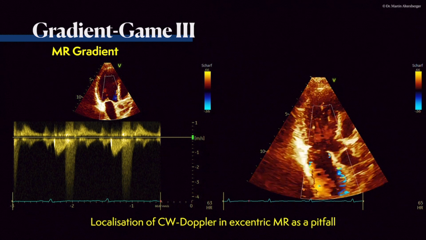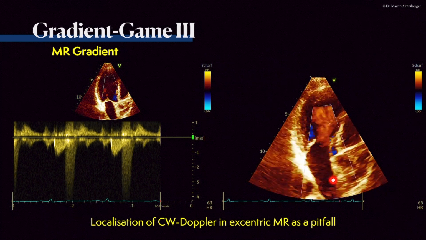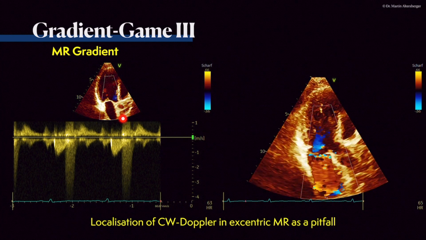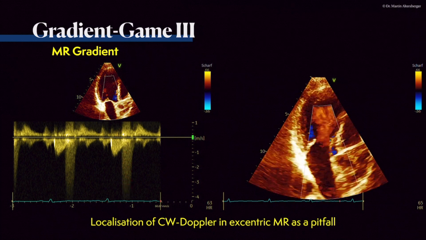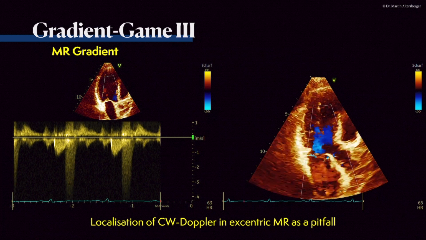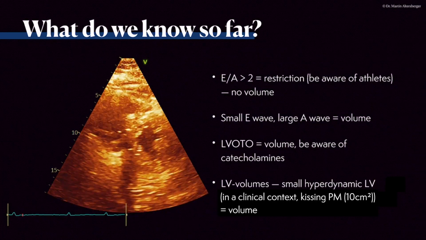But if you take a close look, this is due to the eccentric jet of mitral regurgitation. So what you're actually measuring is first the aortic valve signal and then a little bit of the MR. So this is an eccentric MR and this is a pitfall when you measure certain gradients.